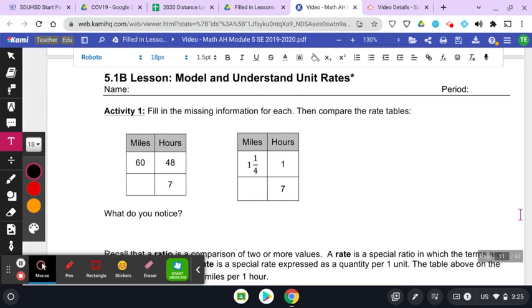All right, this is lesson 5.1b for Math AH. Activity 1, fill in the missing information, then compare the rate tables.